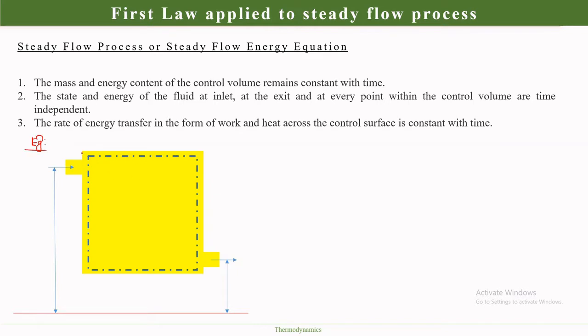For example, I have a box like this, and this dotted line represents my system. This is my system. The system is the area which is of interest, the area under consideration, and we are going to calculate everything related to this only. This is my inlet, and this is my outlet.